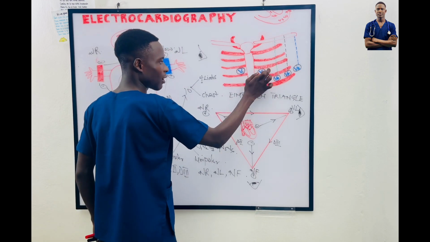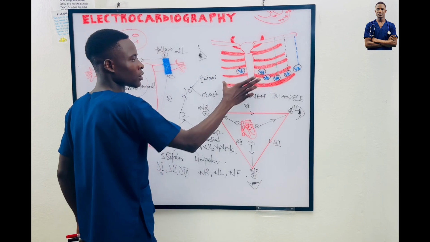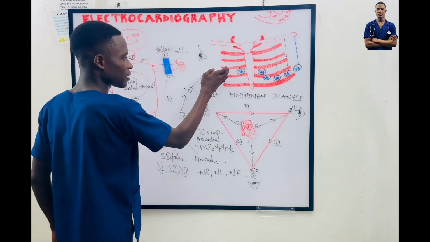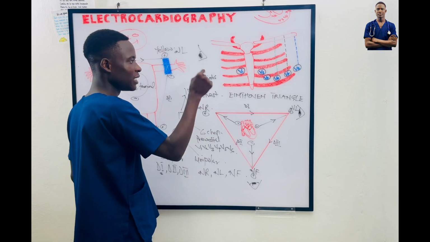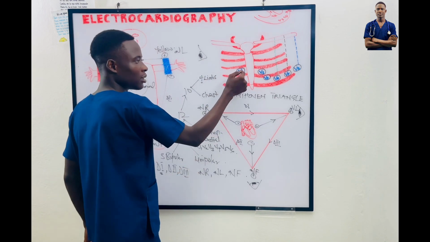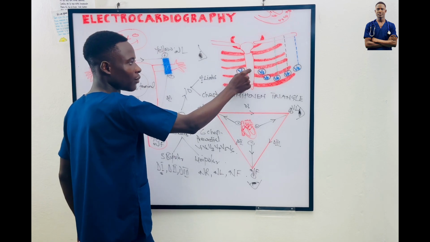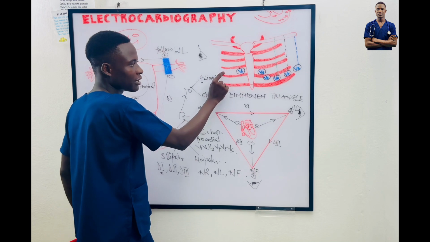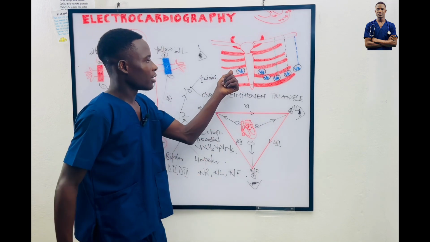Now, from the fourth intercostal space, that is where you'll be starting the placement. So we start the placement at the fourth intercostal space. The first one is placed at the right edge of the sternum. Do you understand? At the fourth intercostal space, we place it over here.